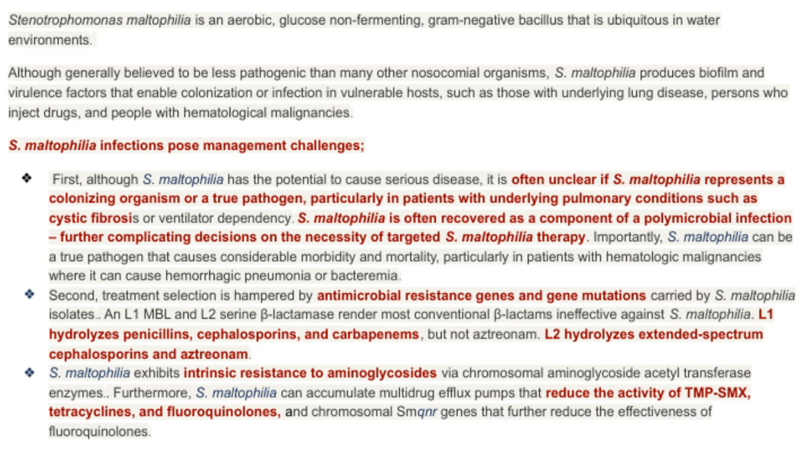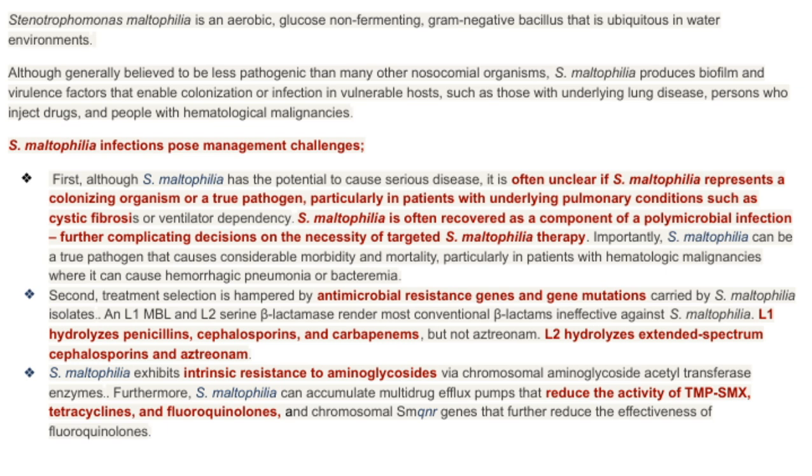In these cases, it can cause severe issues like hemorrhagic pneumonia or bloodstream infections. Another major challenge is treatment. S. maltophilia carries resistance genes and mutations that make it resistant to many antibiotics. For example, it produces L1 metallo-beta-lactamase and L2 serine beta-lactamase enzymes, which break down most beta-lactam antibiotics like penicillins, cephalosporins, and carbapenems, though not aztreonam. Additionally, it shows intrinsic resistance to aminoglycosides because of chromosomal enzymes.